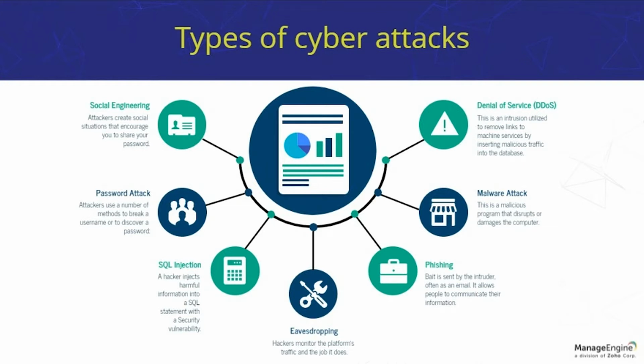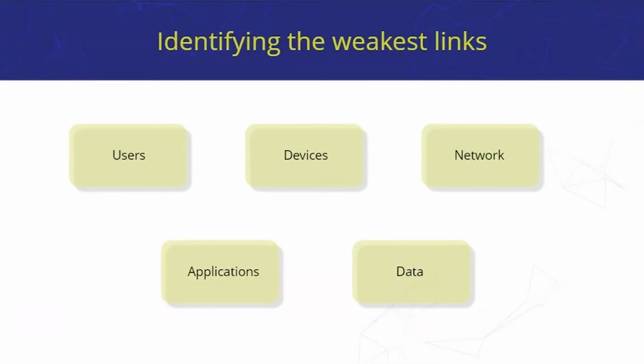Now, with regards to cyber attacks, the majority of them can be thwarted by just having a good PAM solution in place, or having a good security process in place that could help you in protecting against the majority of these cyber attacks. And to do that, the first thing you would need is to identify the weakest links in your infrastructure.